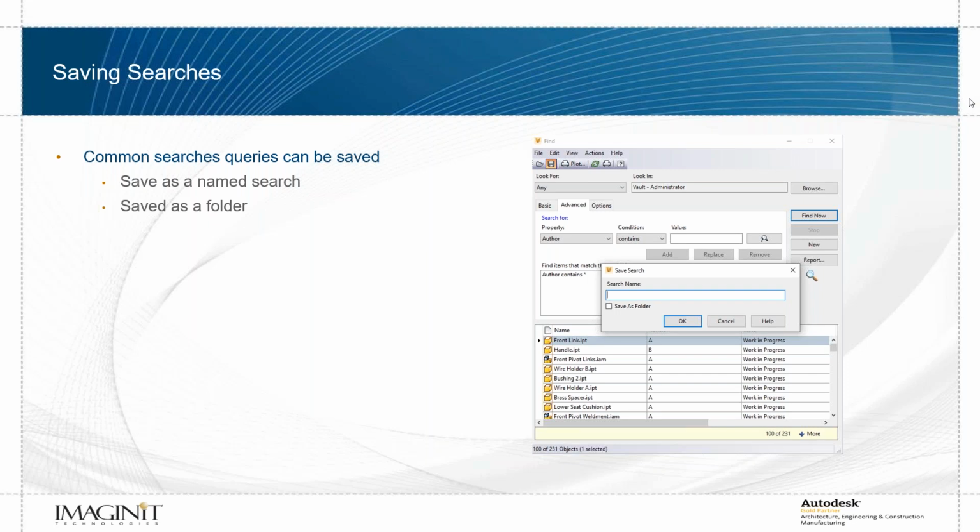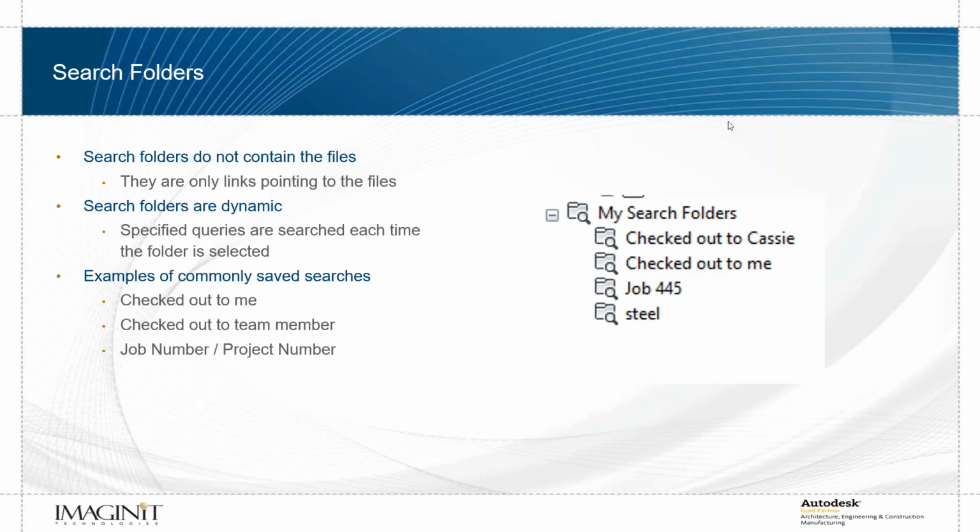Here's a couple of things. The search folders do not contain the files. They're really only links pointing to files. So it's not like I create a folder and I'm moving things around within Vault. That's not the case at all. It's just linking that together. It's just saying, hey, this is a search I ran, and here it is.